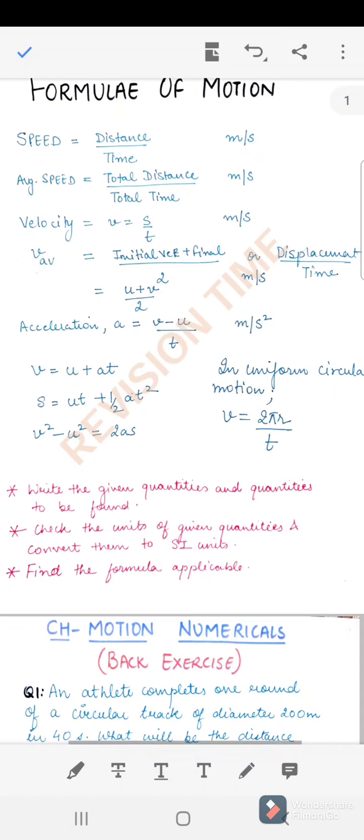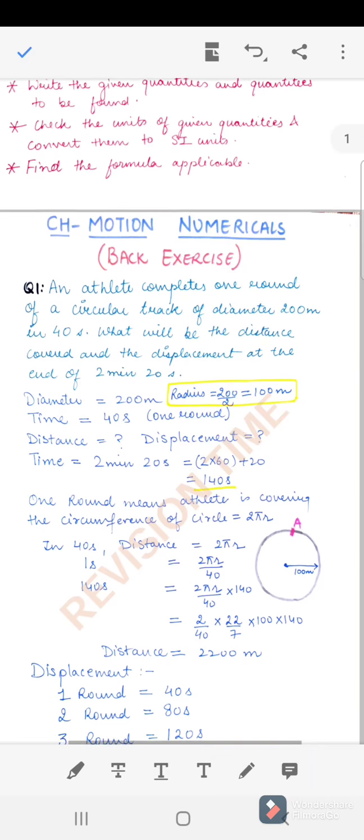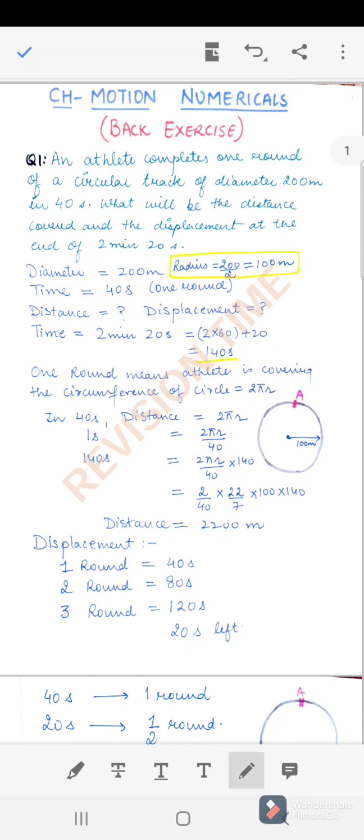As we were discussing the numericals of chapter Motion, today we will be covering the back exercise questions. We have already covered the in-text questions. For the previous videos, the link is in the description box.